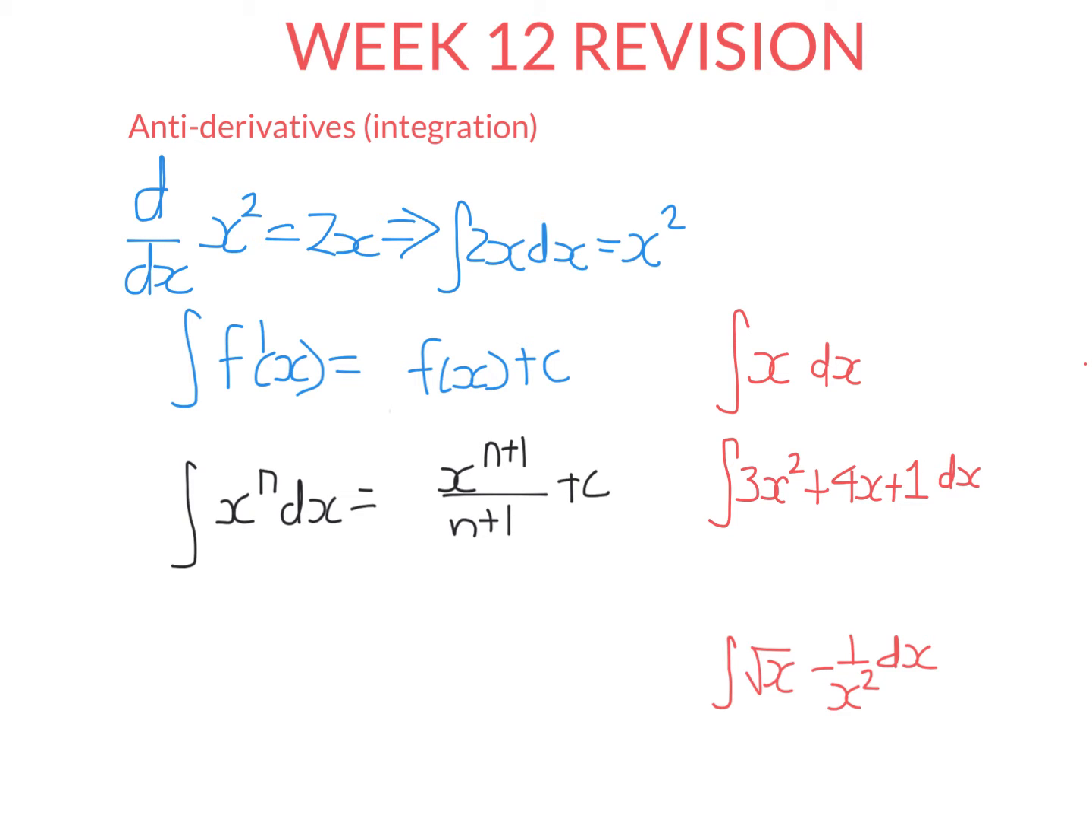Now, there is a slight problem with this equation here. What I said was true. If you differentiate x squared, you do get 2x. But if I were to differentiate x squared plus 1, I would get 2x. If I were to differentiate x squared plus 2, I would get 2x. So when we're performing integration, we need to write this plus c at the end. C just means constant. If I differentiate x squared plus any constant, I will get 2x.